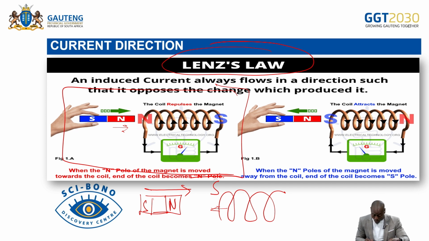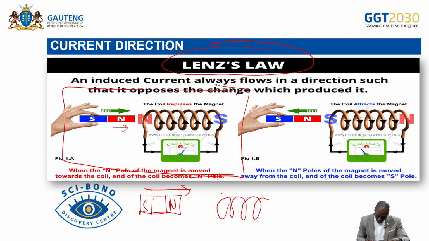So for it to oppose, it means that if it is pushed with the north pole, even here I must have the north pole. So it's pushed towards, the induced current should push away. And for this to happen, if here it's north, it means that here is going to be north. Because north and north, like poles, they repel. So you can see here the direction is opposite.